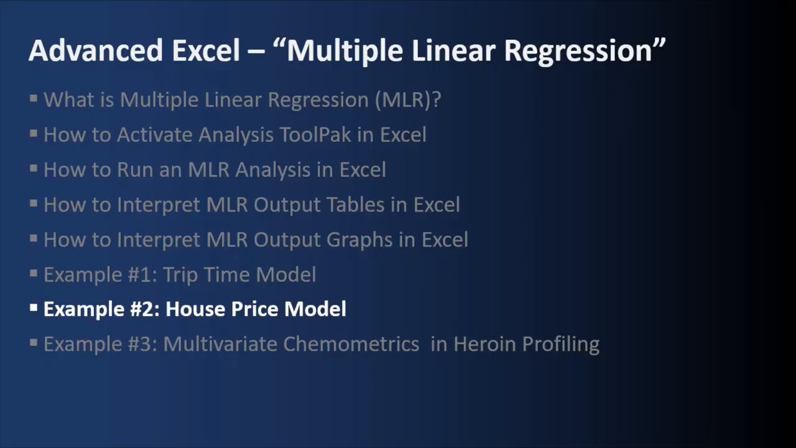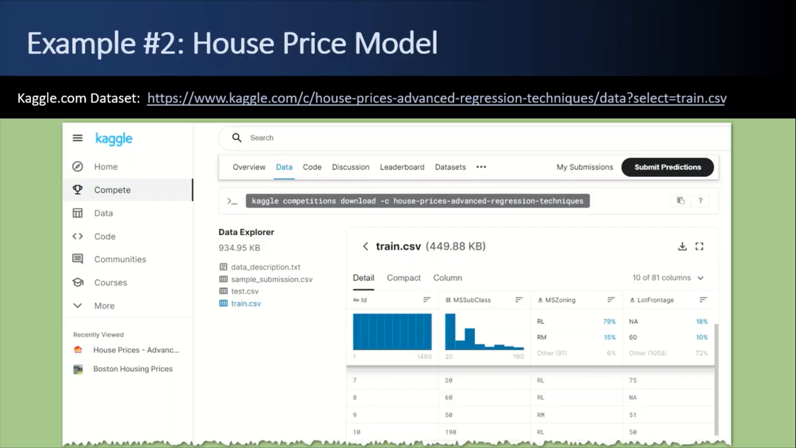Next up, example number 2, a house price model. For example number 2, the house price model, I found a data set on Kaggle.com. The URL is right here, and it's too big to state out loud. So I'll copy paste this into the description down below in the YouTube video, and you'll have to expand the see more, and then you'll see the link and you'll be able to click it.